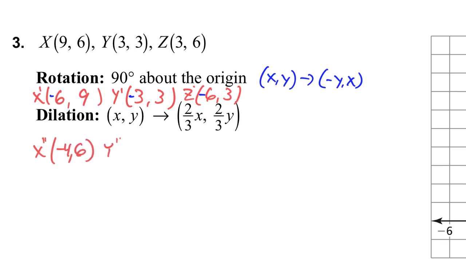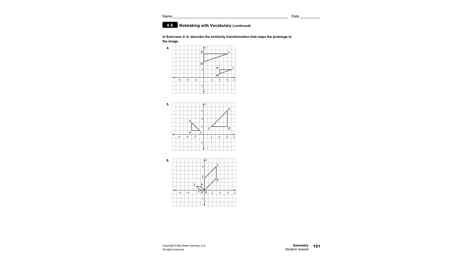For y double prime, negative 3 times 2/3 is negative 2. 3 times 2/3 is positive 2. And then z double prime, negative 6 times 2/3 is negative 4. And then 3 times 2/3 is positive 2. So those would be my resulting coordinates. Let's go to the next side of these notes for examples.